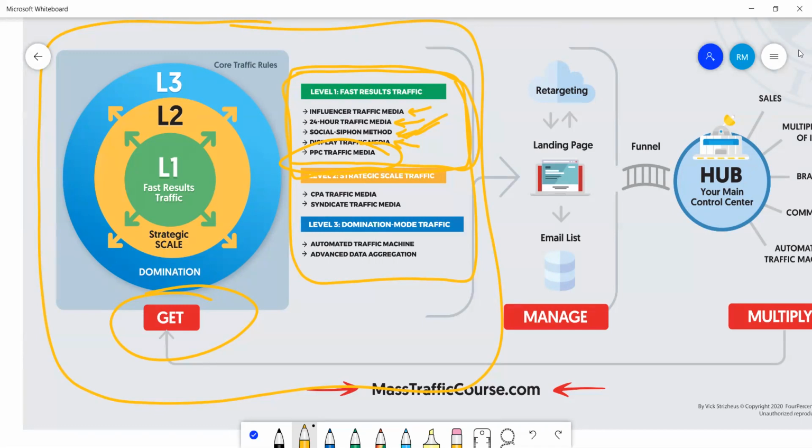What I'll do is, next time I will go over the strategic scale and domination mode, because like I said, I don't know as much about those. But this one, the automated traffic machine, is the one that's really exciting, and that's the one that I can really help you with.